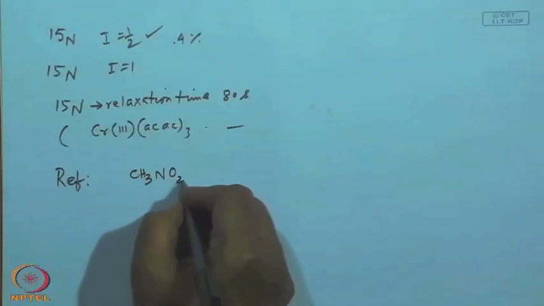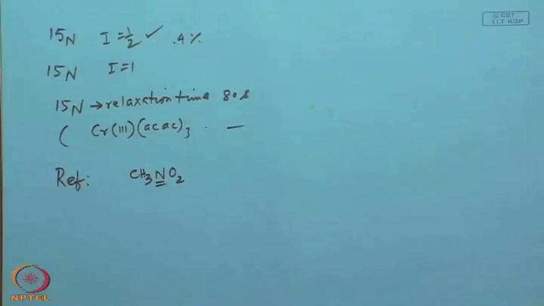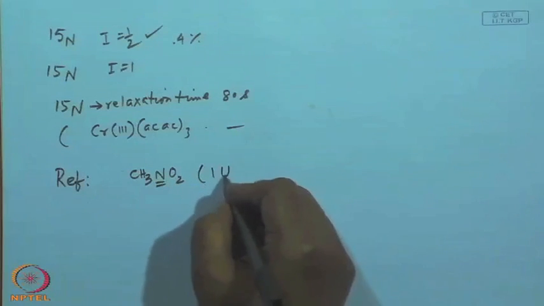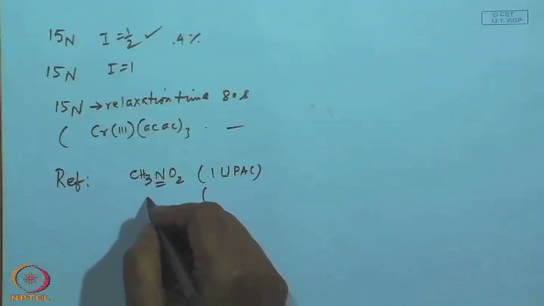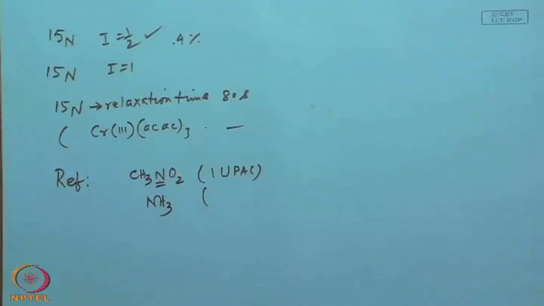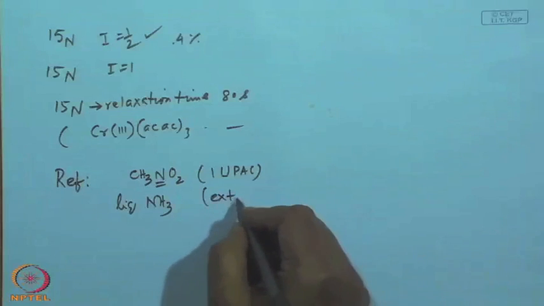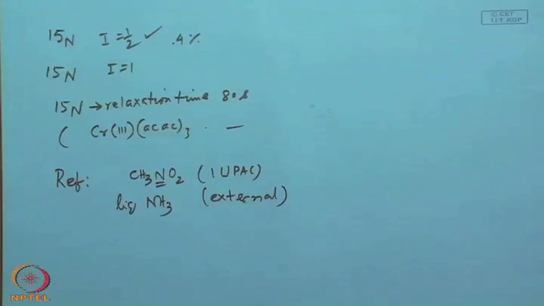So, the recommended reference is nitromethane nitrogen. This is the internal reference, recommended by IUPAC. But unfortunately, people do not follow. People follow an external reference, which is liquid ammonia. So, whenever you look at a nitrogen NMR, you have to be a little careful about it. What is the reference?